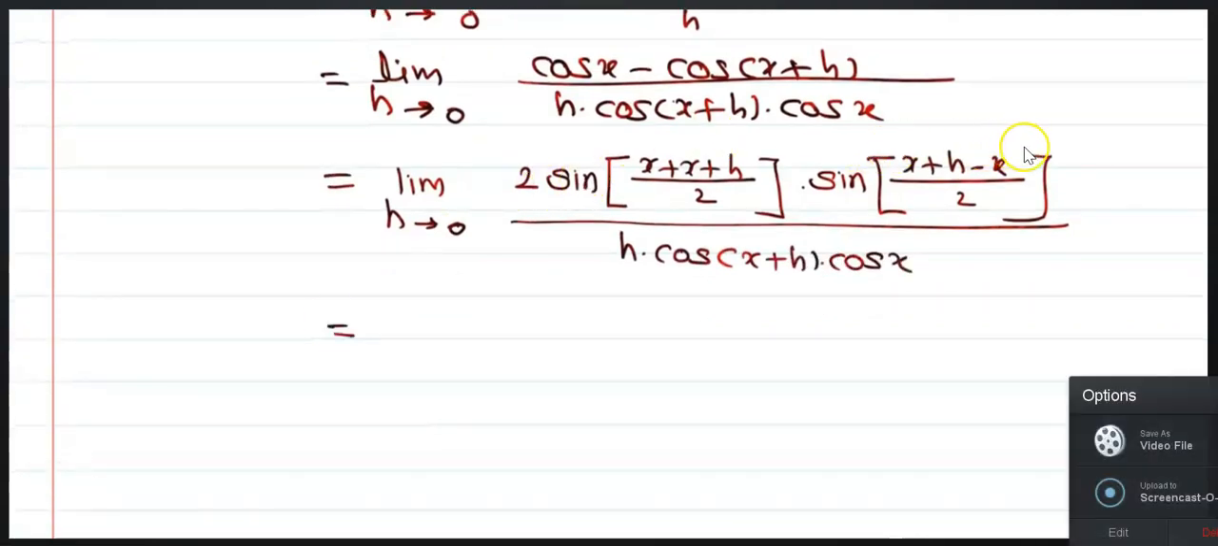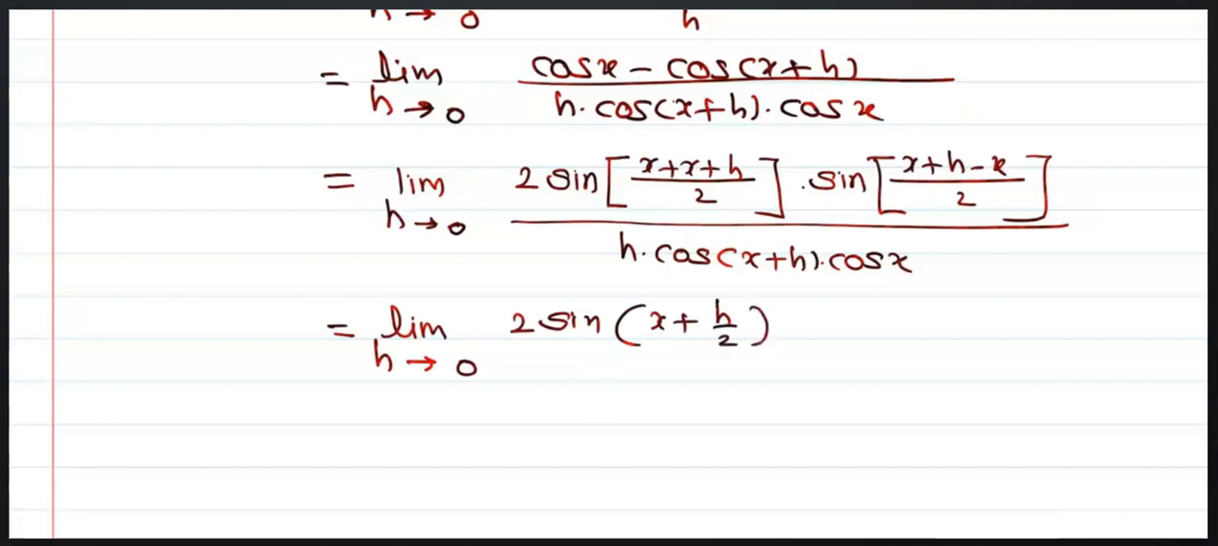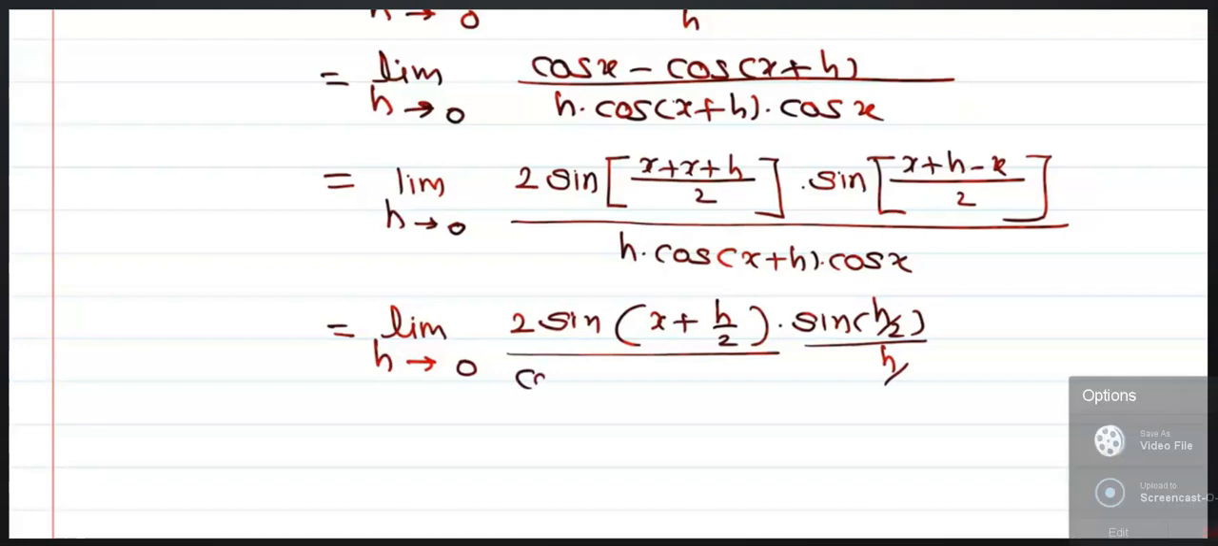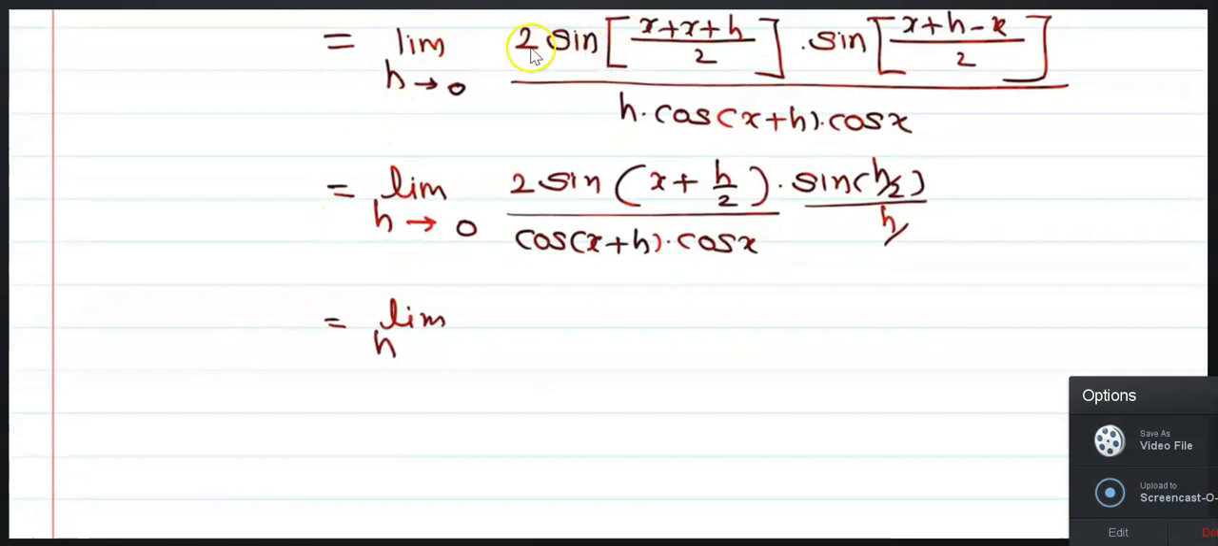Now here plus x and minus x cancel. You will get sine of h upon 2, and here is h. Again, this 2 we will take for that simplification. What about here? x plus x means what? 2x plus h upon 2. If we simplify this, then you will get x plus h upon 2. That is limit h tends to 0, 2 sine of x plus h upon 2. This is a simplification.